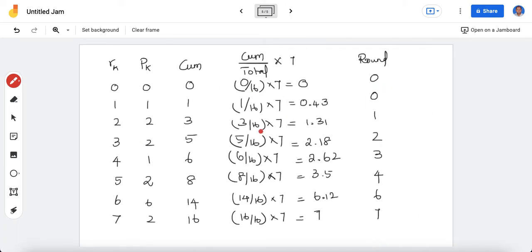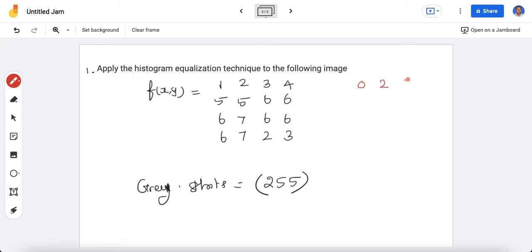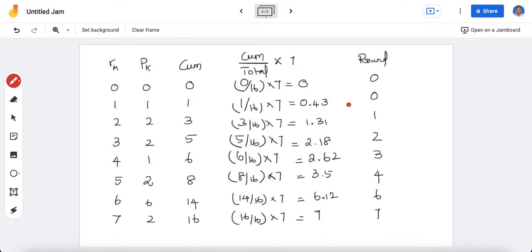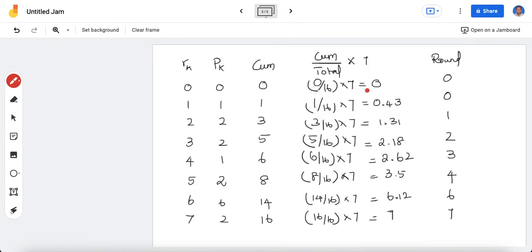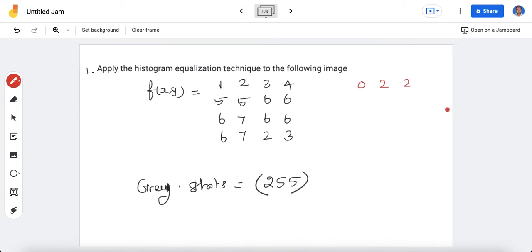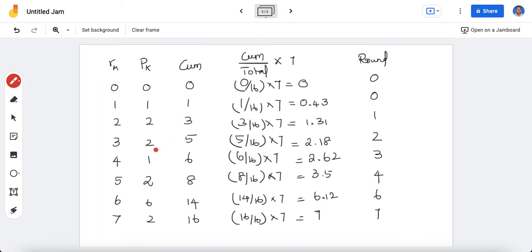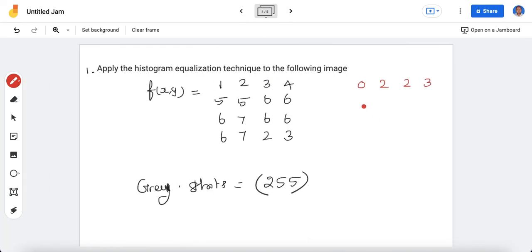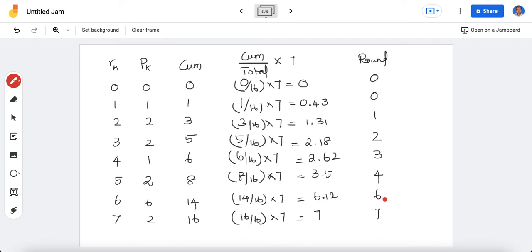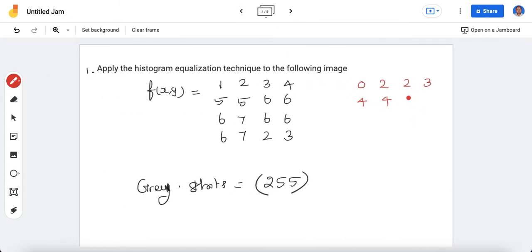3 to be replaced by 2, and 4 to be replaced by 3, and so on. So the replacement values are replaced. 5 I need to replace by means of 4, so replace it with 4. 6 I need to replace by 6, so 6 will remain the same. This one is 6 and this one is also 6.